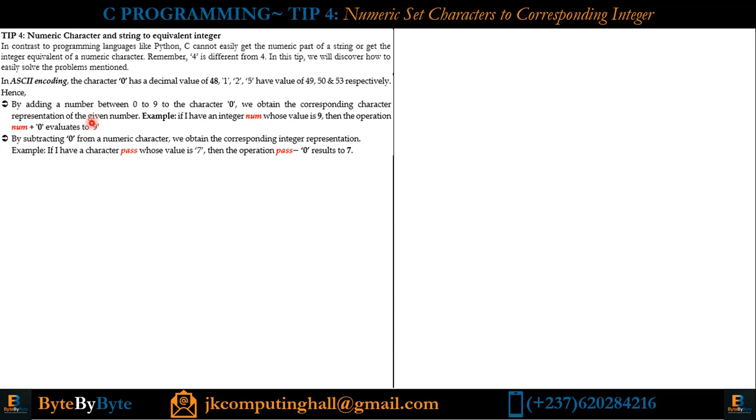That's how it's done. And the reverse says, by subtracting the character '0' from a numeric character, we obtain the corresponding integer representation. For example, if I have the character pass whose value is '7', then the operation pass minus '0' results to 7. Let us go to our IDE to look at it.